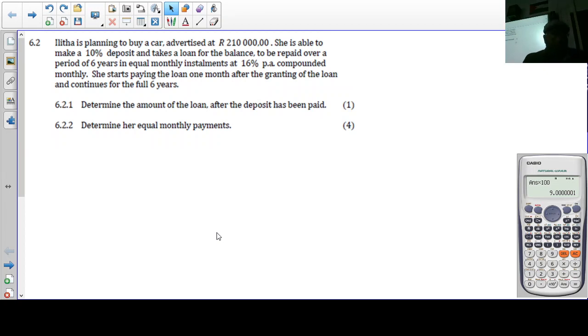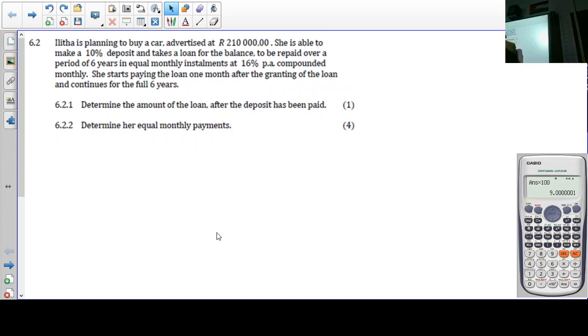They would always say it starts payment 1 month after it was granted. If it says that, then there's no variation. So there's no +1 or anything, or a delay in start of payment there. Okay? So the first question says, determine the amount of the loan after deposit has been made.